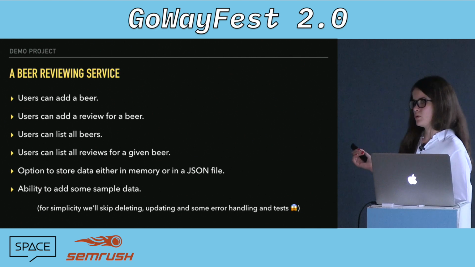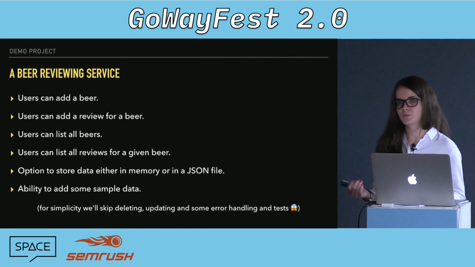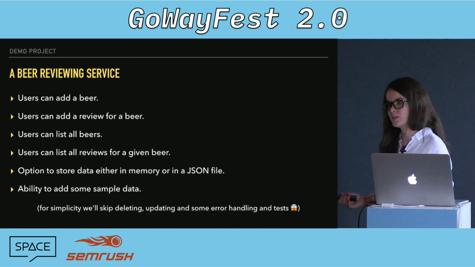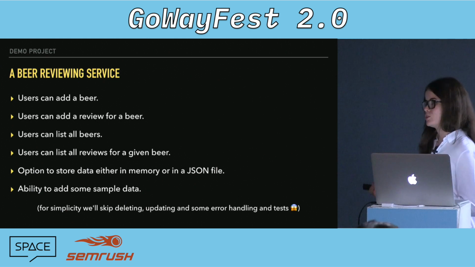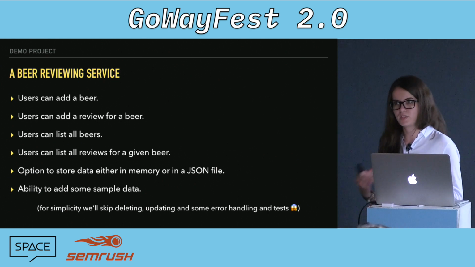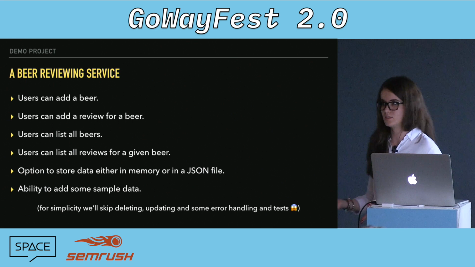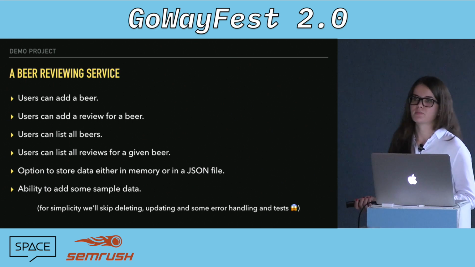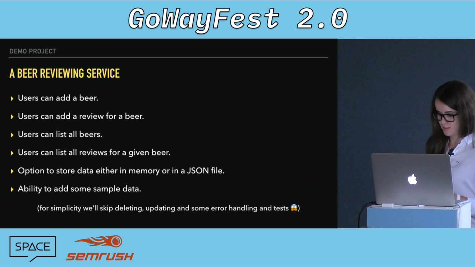And I also want this application to give me an option to store data either in memory or in JSON files. So in real life, it could be a SQL store or a NoSQL store. And I also want the app to give me the ability to add some sample data, so to pre-populate the database with some sample beers and some sample reviews. All right, so now that we have a spec, let's look at how we could implement this.